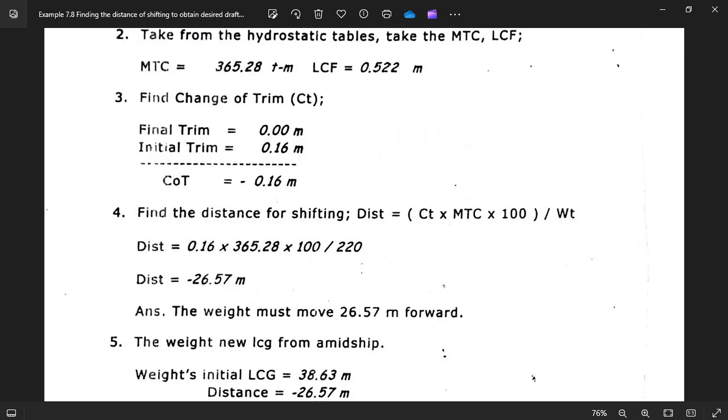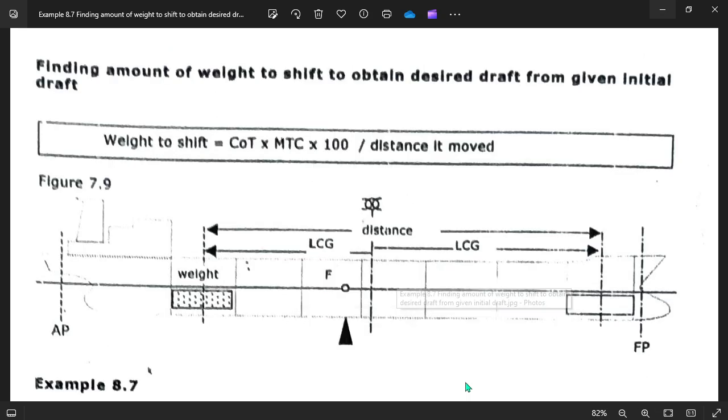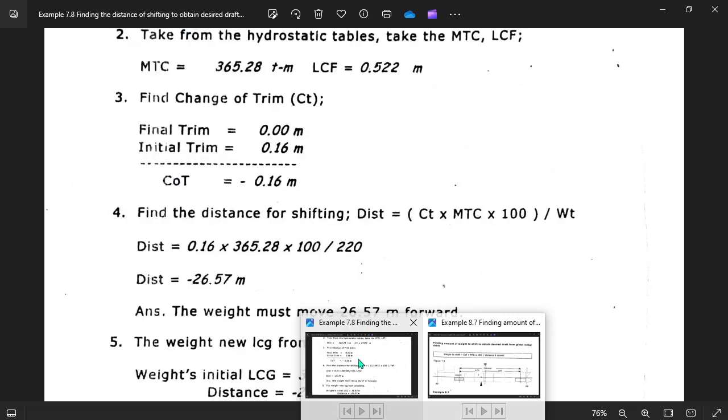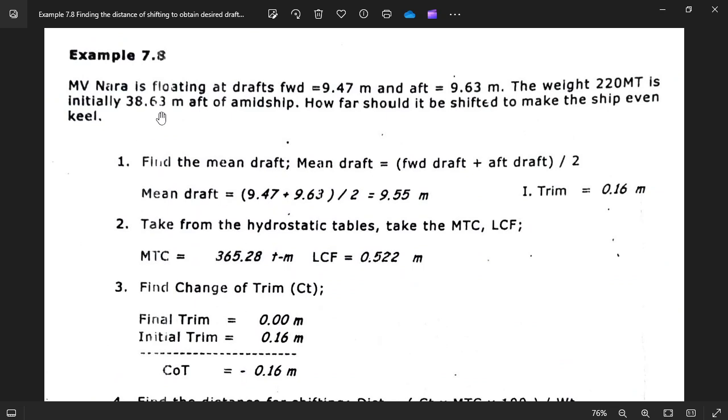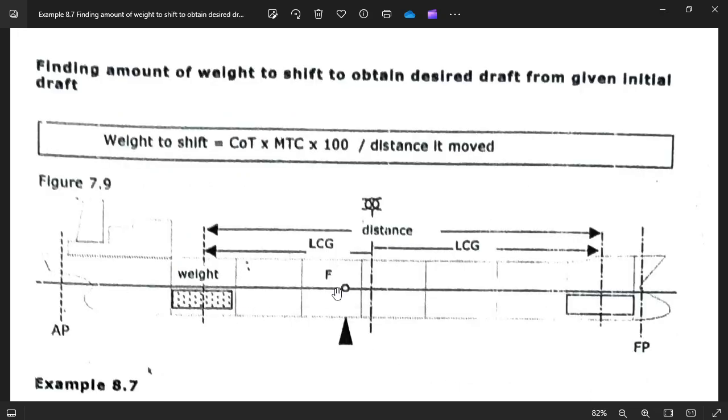To move forward. This means if this is your weight from midship to aft of midship, which is 38.63, okay, which is aft of midship. So 38.63, for example, aft from midship, this LCG will be 38.63.